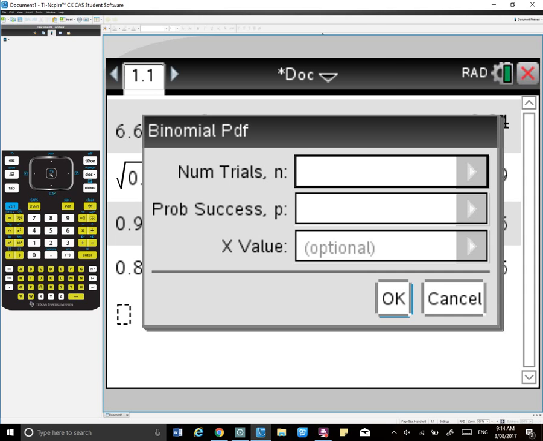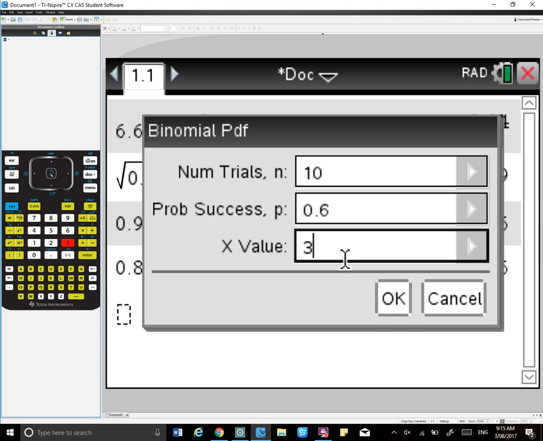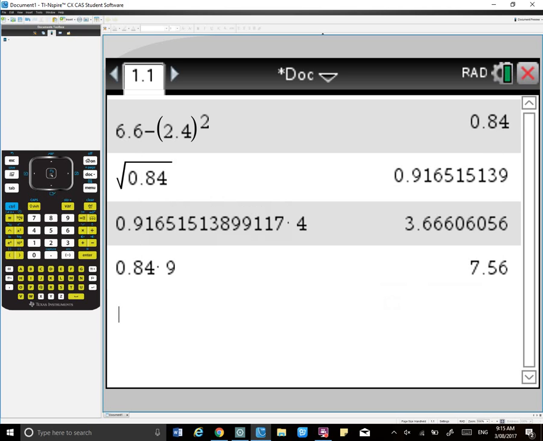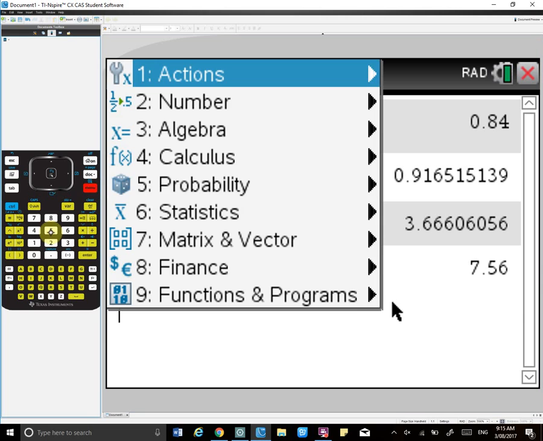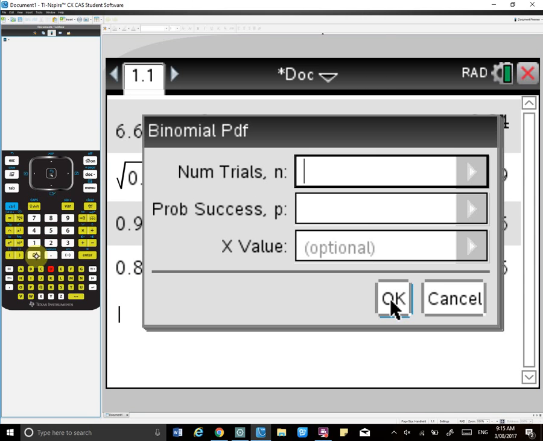Therefore, we will have a binomial PDF case. So you just type in whatever you have. You know that's a binomial distribution already. I know I do this 10 times, and I know the successful rate is 0.6, and I know the value I'm looking for. I'm looking for a value equals to 3. So that's all I need to put in my calculator. That's very easy. And I press OK. Where's my OK?